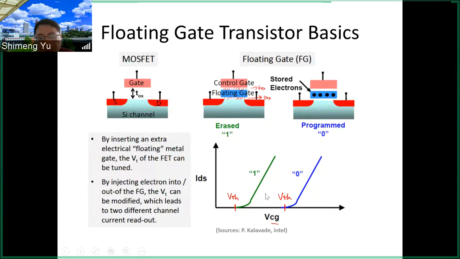Then my question is, why would the threshold voltage shift if you have electrons stored in the floating gates? Compared to the erased state, you don't have electron. Then the program state, you have electrons there. And you see here the threshold voltage increase, right, when you have electron. When you have electron, then the threshold voltage increase. So why is that?